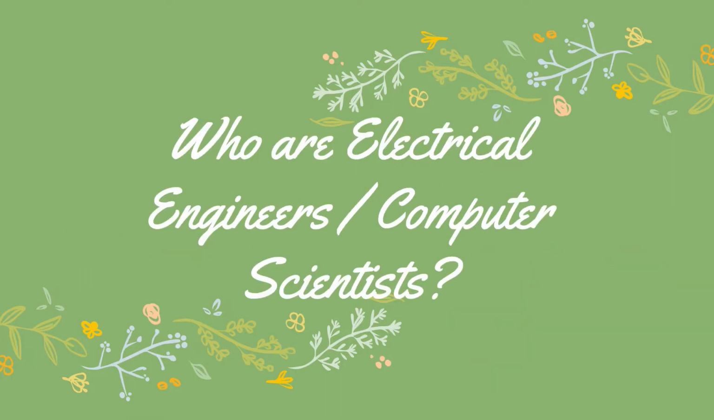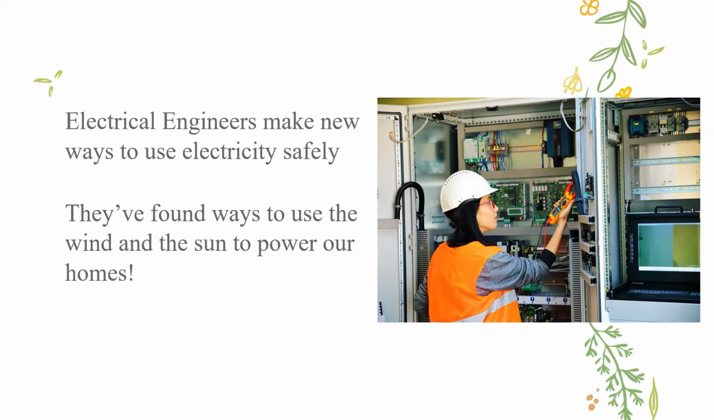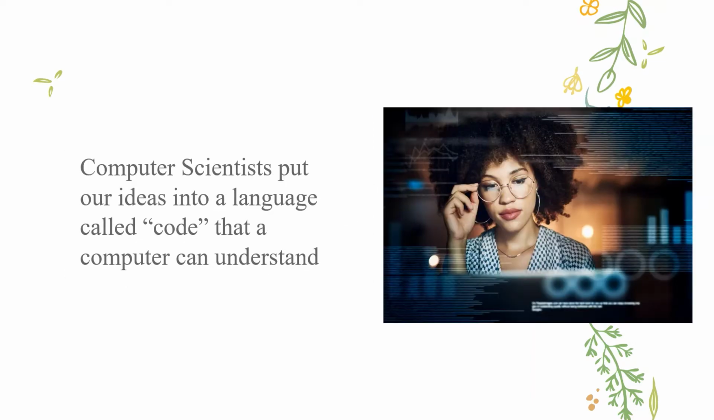So who are electrical engineers and computer scientists? Electrical engineers make new ways to use electricity safely. They've even found ways to use the wind and the sun to power our homes. Computer scientists put our ideas into a language called code that a computer can understand. That's right, computers speak an entirely different language than us.